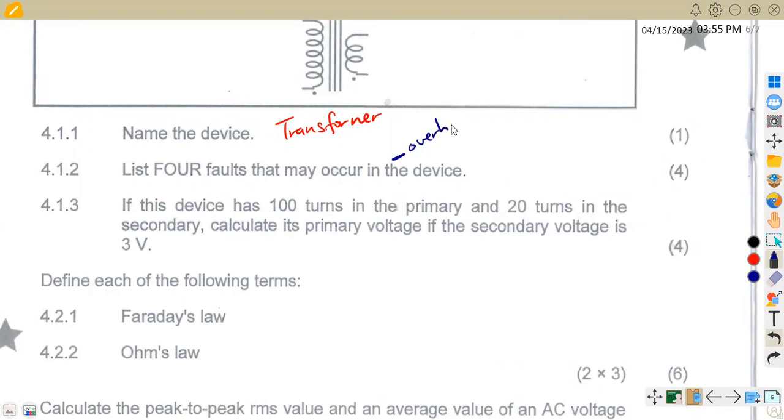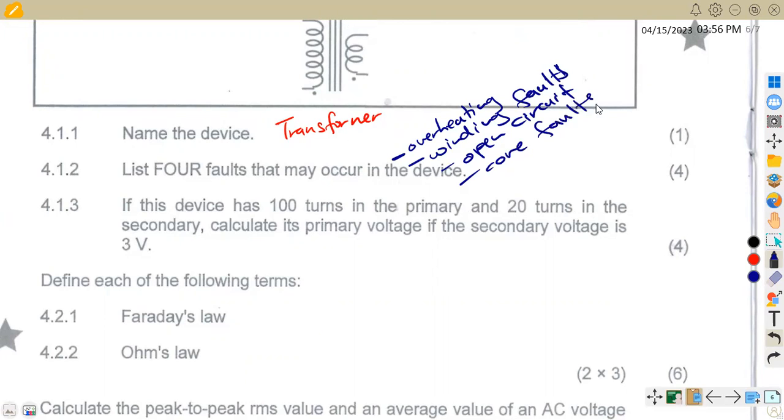We have got overheating, so it's a fault that can happen on a transformer. We have got winding faults. We have got open circuit. A transformer can have an open circuit. It can have core faults. We can also have earth faults. So there are so many faults that can actually happen in a transformer. Just mention others, guys, so that it can help us in our revisions.